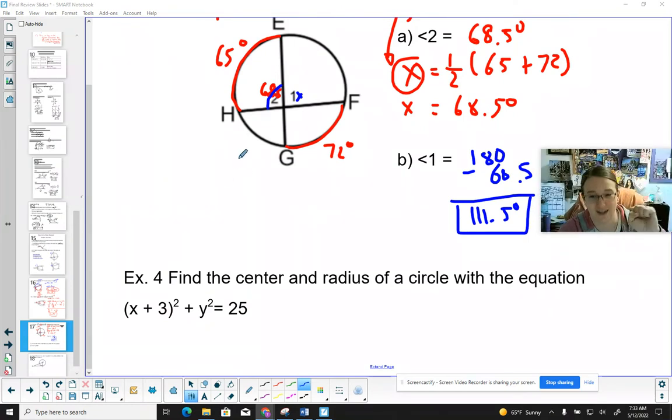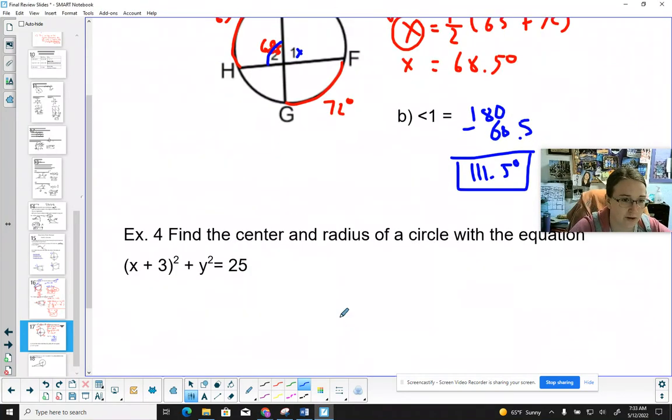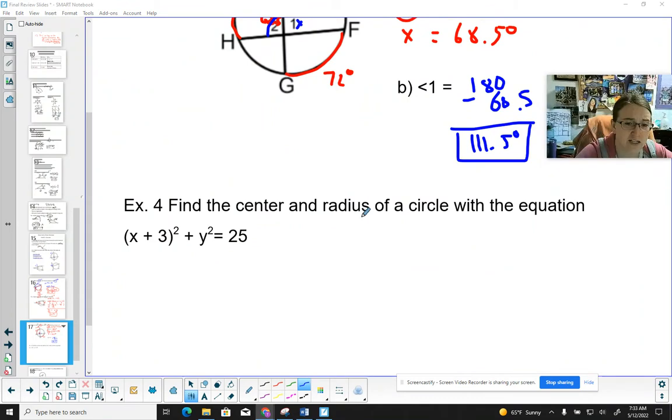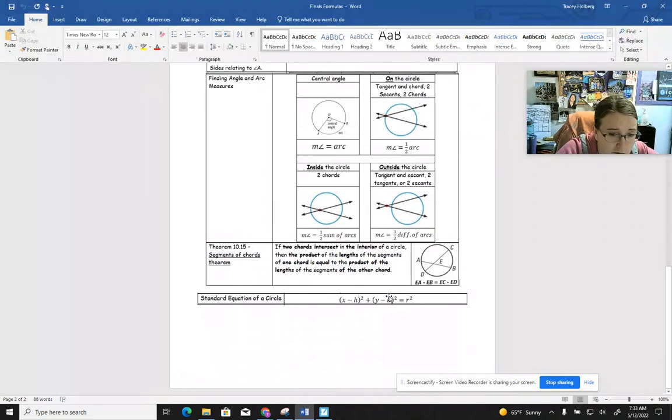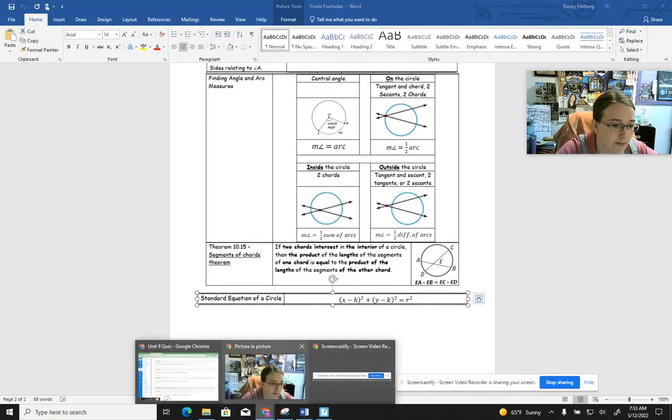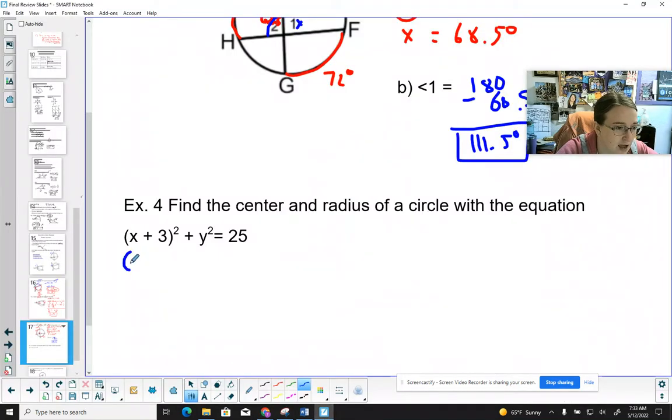Okay, so now we're through the hard stuff. The first 3 questions are honestly the hard guys because there are so many different variations we can do with them. Let's look at number 4 here. This is just finding the center and the radius of a circle given this equation. And that's pretty simple. If you remember, on your formula sheet down at the bottom, that's the general standard equation of a circle. I'm going to copy it just so you remember: (x minus h) squared plus (y minus k) squared equals r squared. And what we need is the center and the radius.